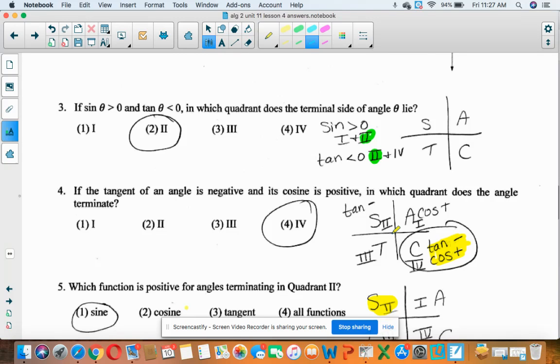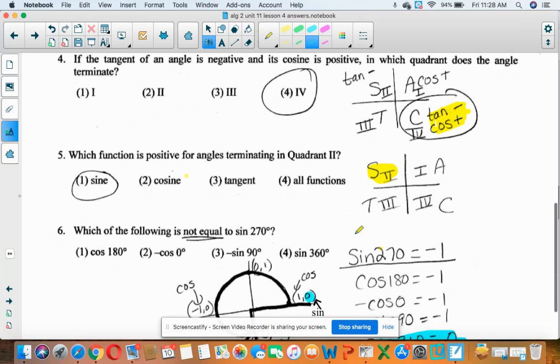Number 4, if the tangent of an angle is negative and its cosine is positive, in which quadrant does the angle terminate? This is just like question 3. In quadrant 1, cosine is positive, and in quadrant 4, cosine is positive, because of All Students Take Calc. C stands for cosine being positive. Tangent is positive in quadrants 1 and 3, so tangent is negative in quadrants 2 and 4. So quadrant 4 is the answer, because in quadrant 4, cosine is positive and tangent is negative.